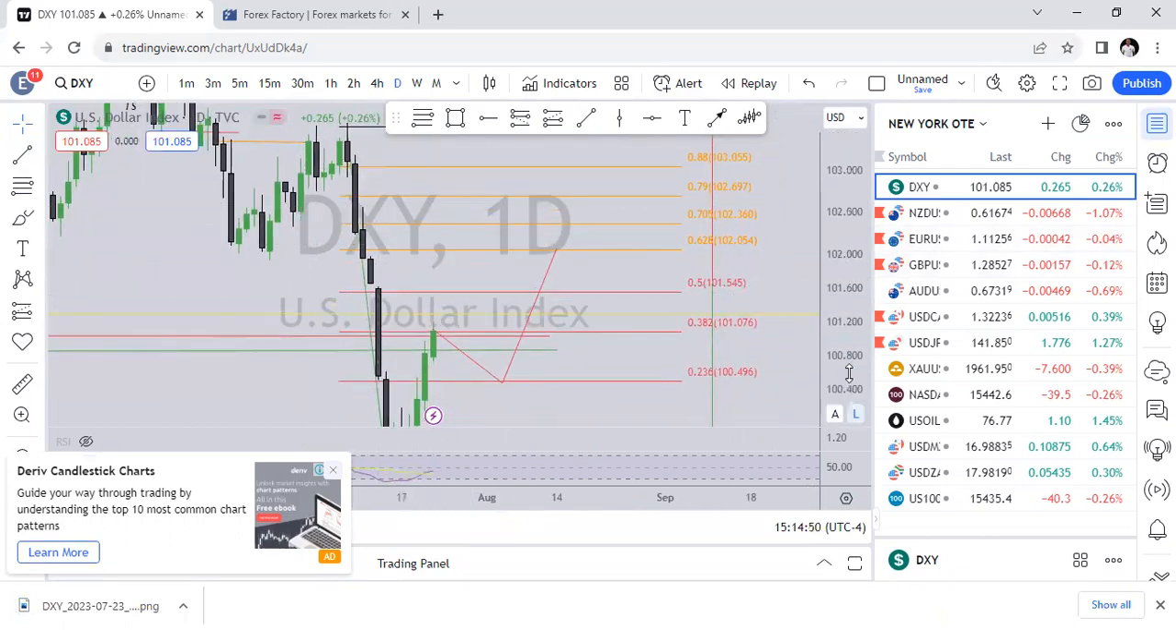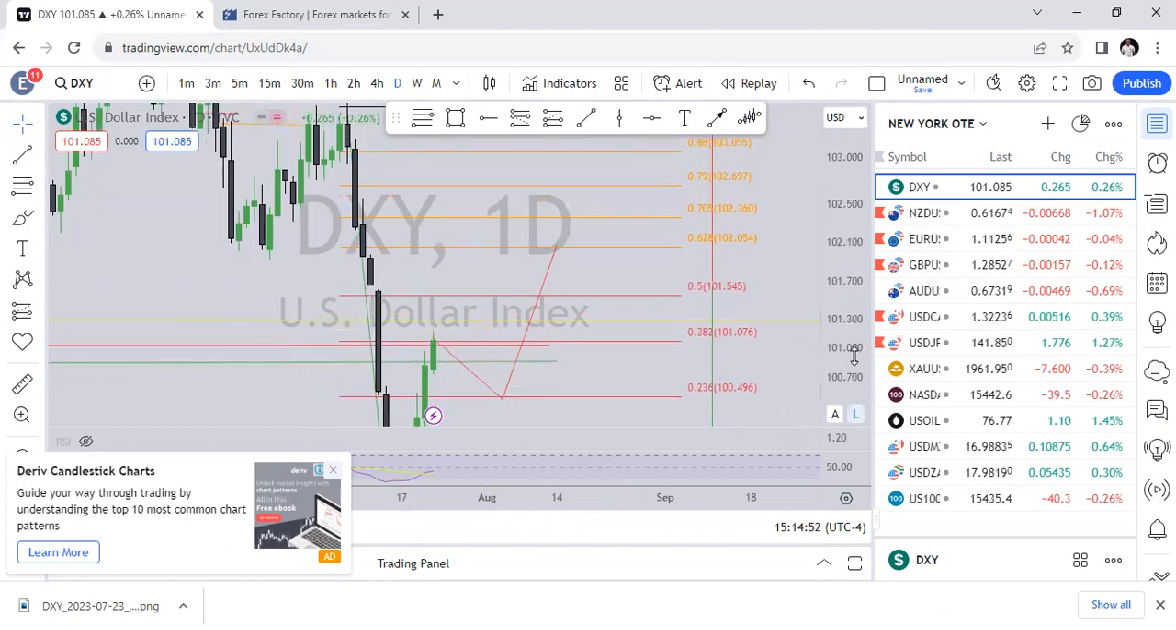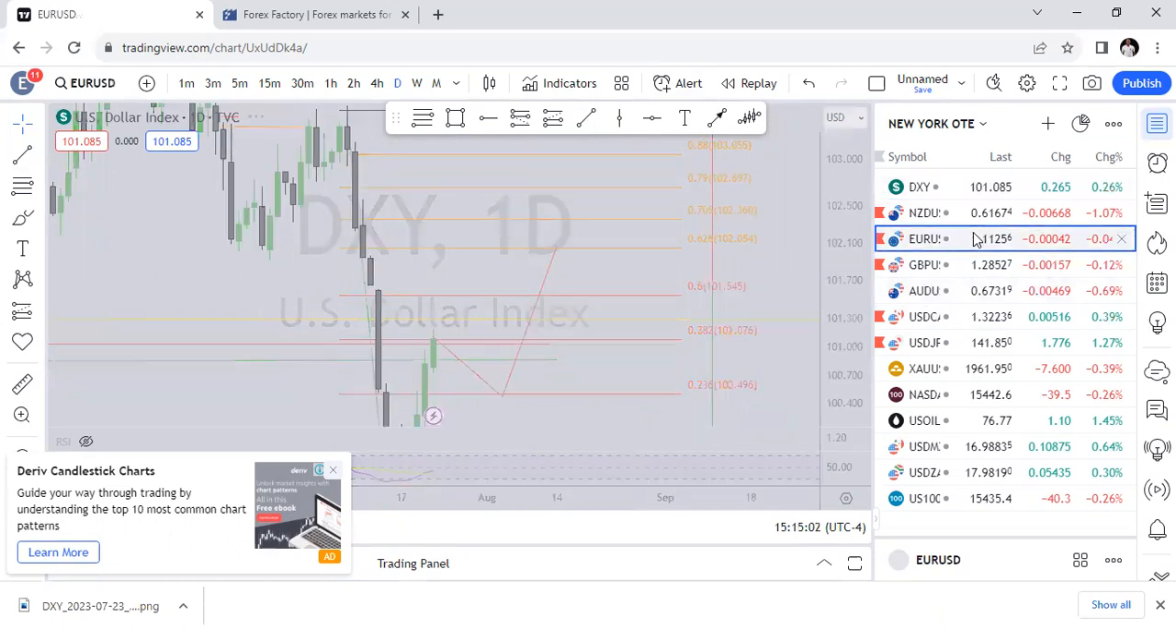So now we've looked at the dollar. How will it affect the currencies that are paired with the dollar, like the Euro USD and the rest? So let's look at the Euro USD.